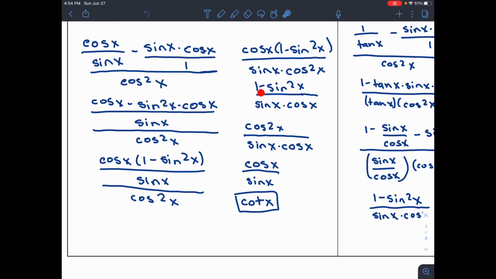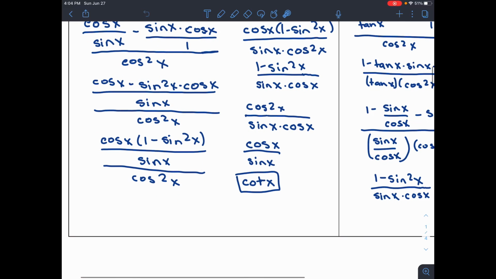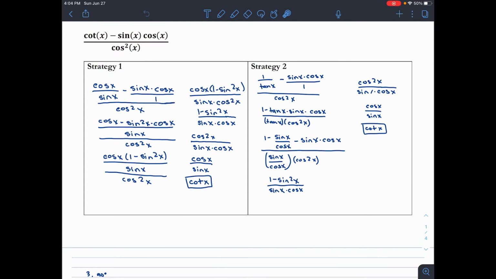So we know that 1 minus sine squared x is the same as cosine squared x. That's one of our identities, so we have to know that. So we have cosine squared x over sine x times cosine x. Again, we would be able to cancel out one of the cosines, and we would be left with one cosine. So we have cosine x over sine x, and we know that this simplifies into cotangent x. Cosine over sine is cotangent.